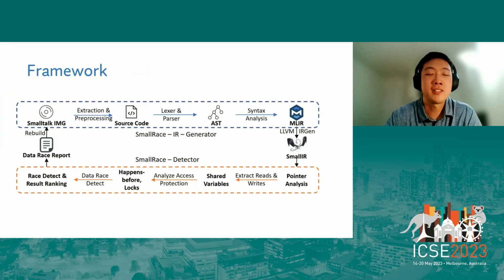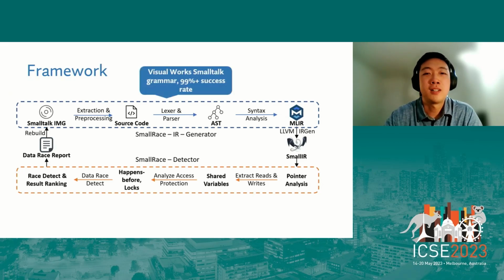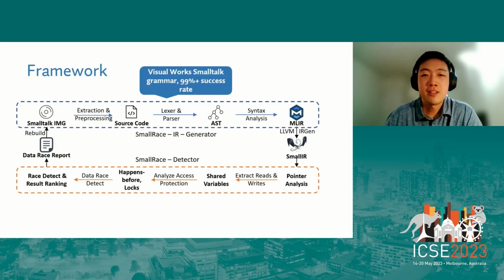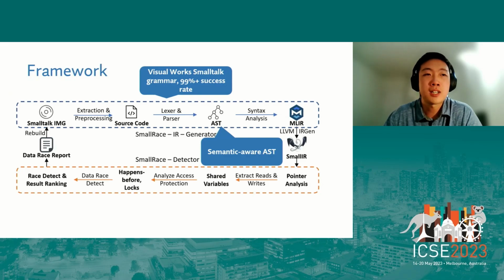So let's take a closer look at how SmallRace works. SmallRace has two major components. The IR generator generates SmallIR from the source code, and the detector phase generates a data race report based on the SmallIR. To parse the Smalltalk source code, we define our grammar in ANTLR. Our grammar can successfully parse over 99% of the code base. Our Smalltalk AST is designed to capture all the semantics that are crucial for race detection. We translate the AST into SmallIR instruction by instruction.